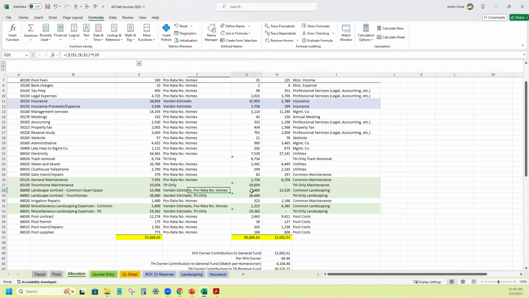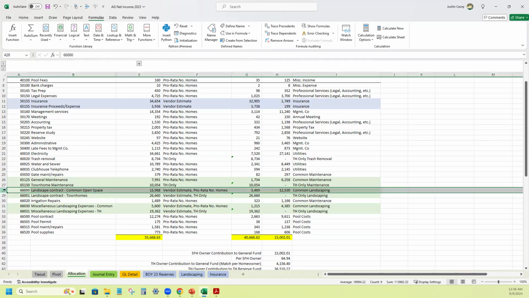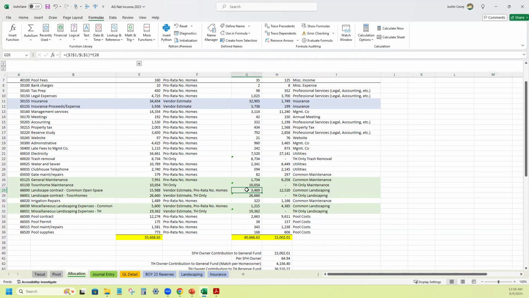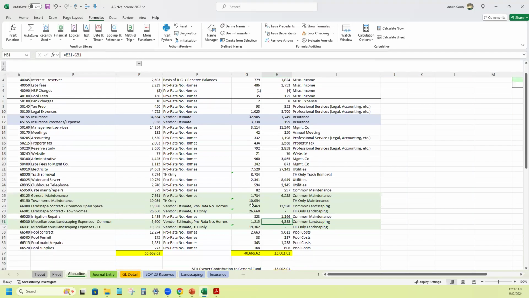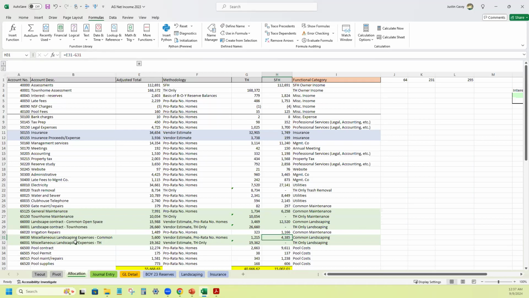So basically the way it's booked from here is exactly the way it's always been booked. The landscaping contract for the common spaces is pro rata divided by number of homes, and the townhome only expenses go only to the townhomes. Same for miscellaneous landscaping and common areas: pro rata by number of homes. The balance, after the townhome owners contribute to the expense, goes to the single family home column.